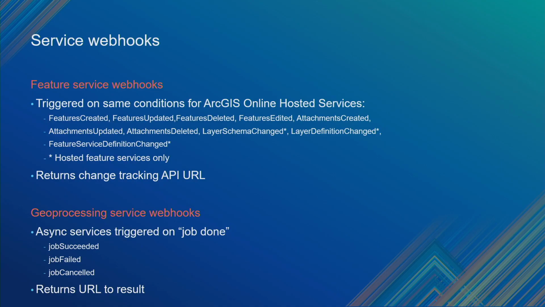For instance, when a new feature is added, you can have a webhook alert you, again, via Teams, via Slack. Geoprocessing services serve the purpose of letting you know, again, when a geoprocessing service is complete. This is ideal for automating workflows that depend on completion of geoprocessing tasks. So for example, you can trigger a notification or a follow-up process once a spatial analysis or data processing task is finished.